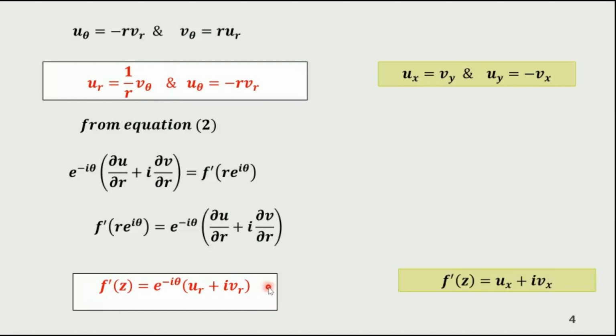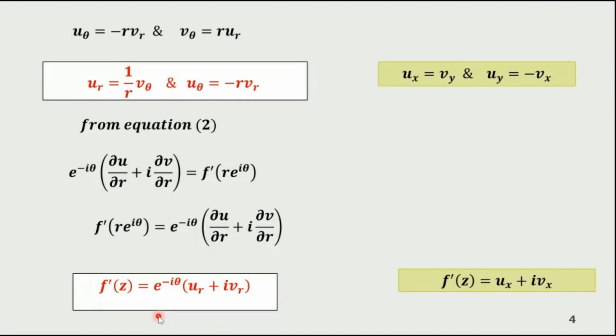Now what we had in Cartesian coordinates, F dash of Z was U_X plus I V_X. Here we have F dash of Z as the same, U_R plus I V_R. Here also X and X, there R and R, and the extra term is e raised to minus I theta. Whatever extra term is there, remember that in the CR equations.